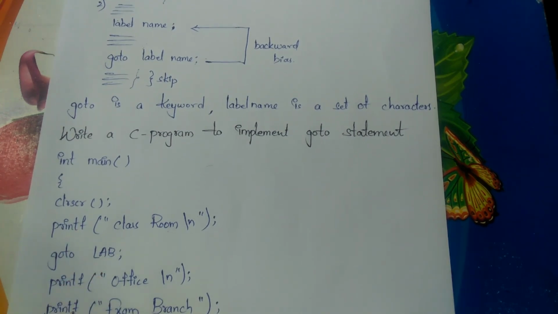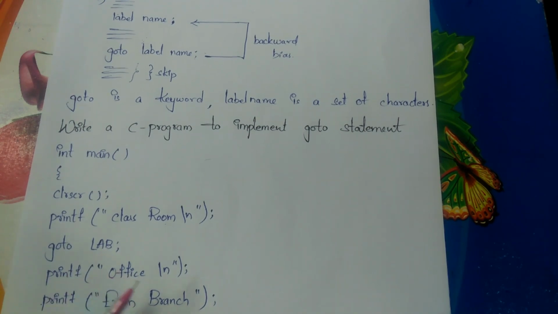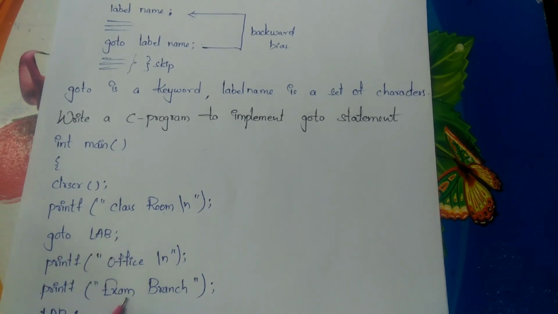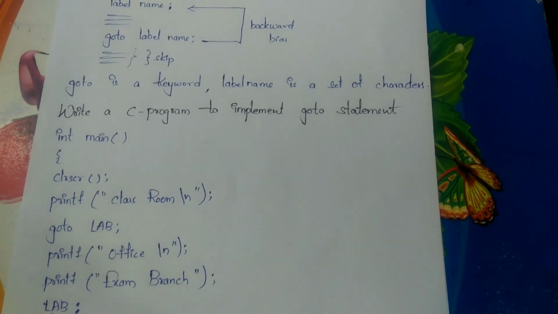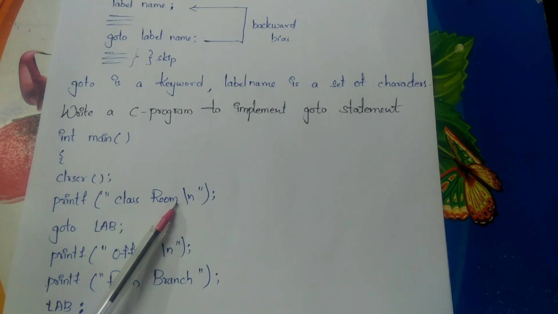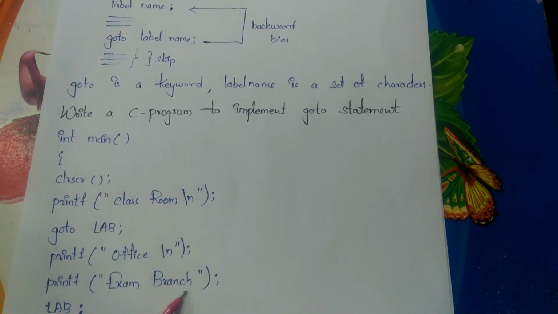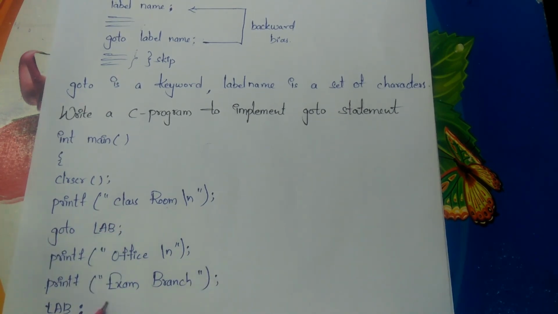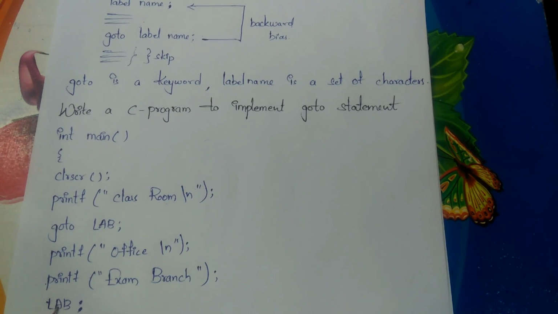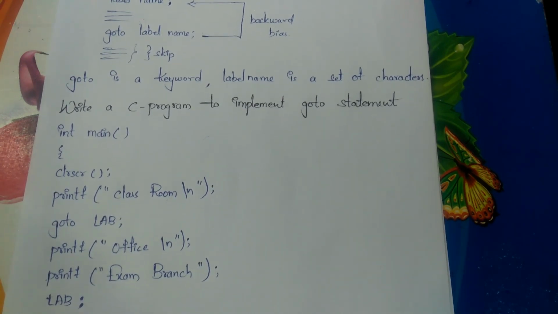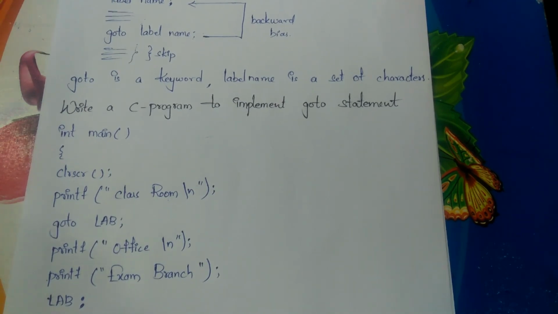Then I am writing some statements, that is printf office, and one more printf statement, exam branch. After the goto lab I am printing all this. Now after this I am calling the lab. This label name I am calling here with a semicolon. The first statement will be executed, and these two statements are not executed, because when I say goto lab, it comes directly to the lab, and whatever statements are after the lab will be executed. So this is a program example for the forward jump.